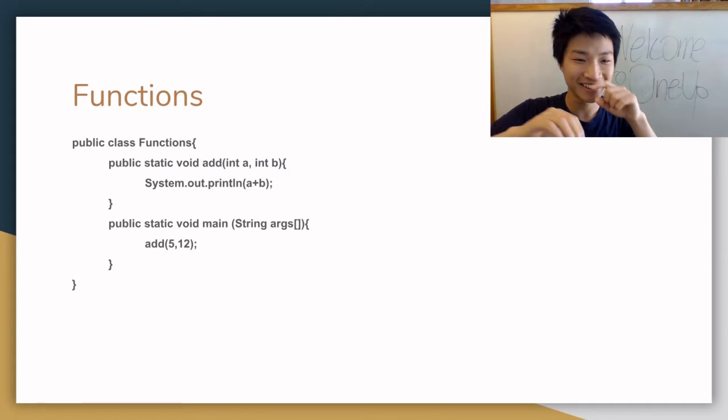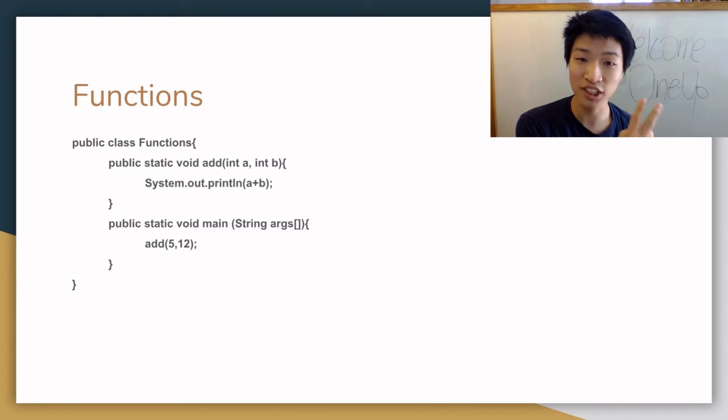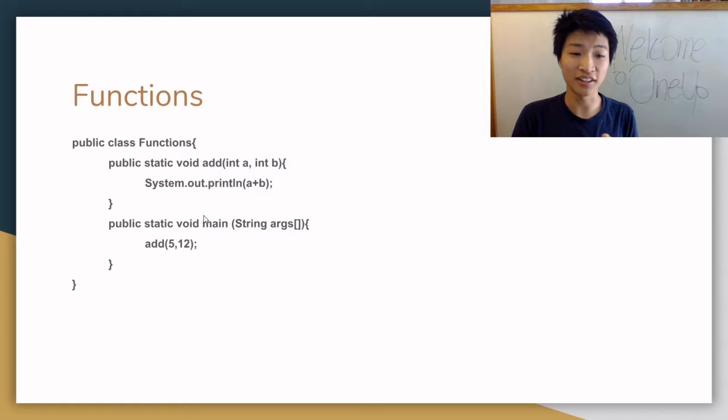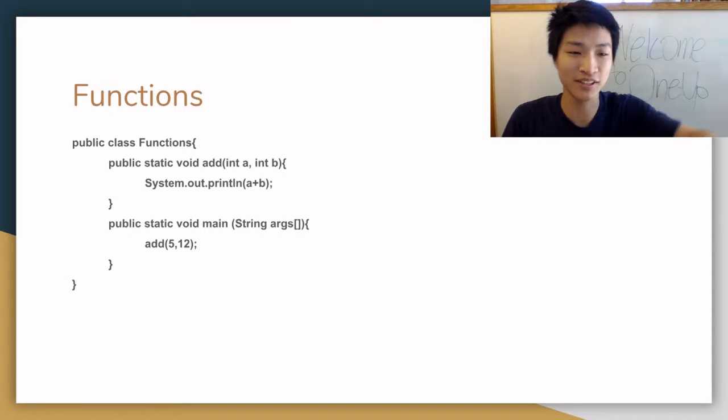So let me give you an example function. The two main functions we've been working with already are the main function, which you have seen very often, as well as the System.out.println function. The println function is something I've been using a long time. Now, this code, I will explain it to you.